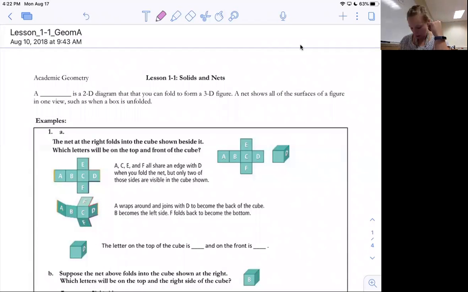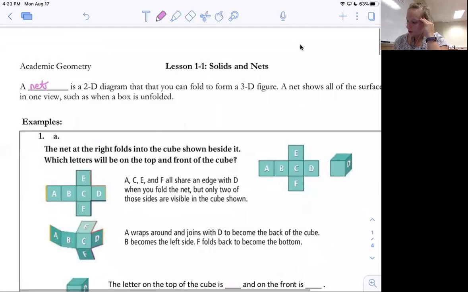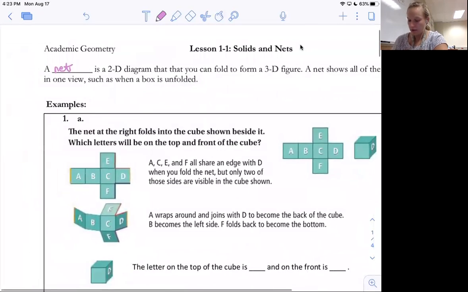All right, guys, this is lesson 1-1. We are talking about solids and nets today. The first word is a definition. A net is a 2D diagram that you can fold to form a 3D figure. A net shows all the surfaces of a figure in one view, such as when a box is unfolded.